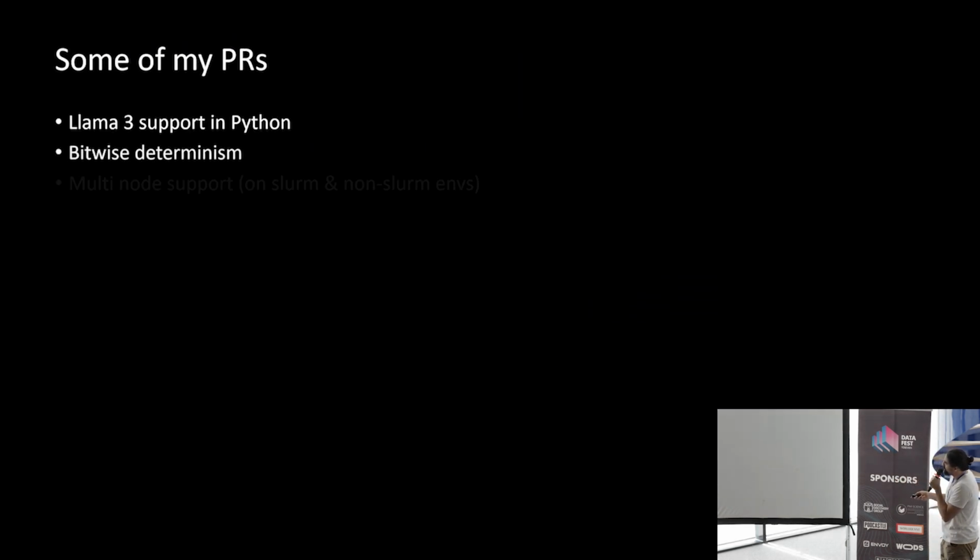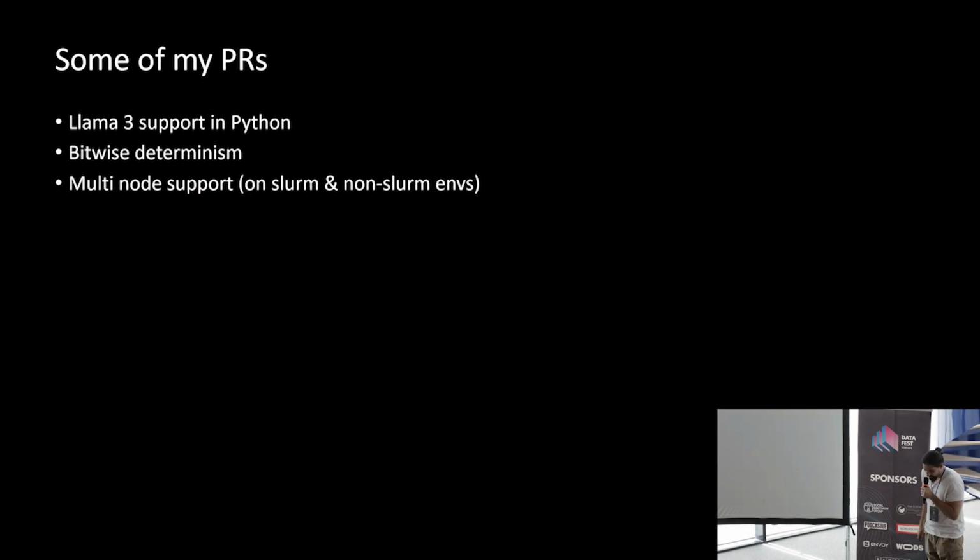Okay, so quickly focusing on some of my PRs. The most recent one was that I added support for Llama 3 in Python. I helped make our code bitwise deterministic. By that, I mean when you're training your LLM, you're occasionally saving checkpoints. If your training run fails at some point, you want to be able to roll back to the last checkpoint and start training from there, obviously. That's just the classical checkpointing stuff.